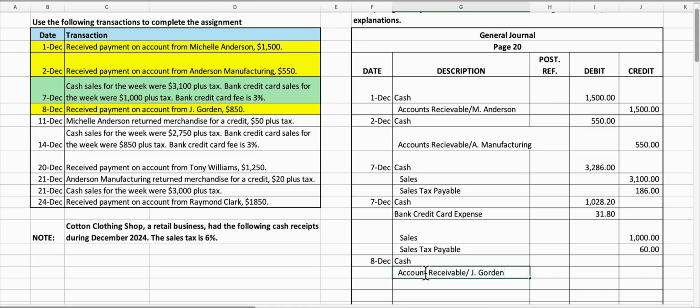Hey, why do I keep spelling accounts receivable wrong? Hold on, let me check. Let me correct those. Okay, fixed.